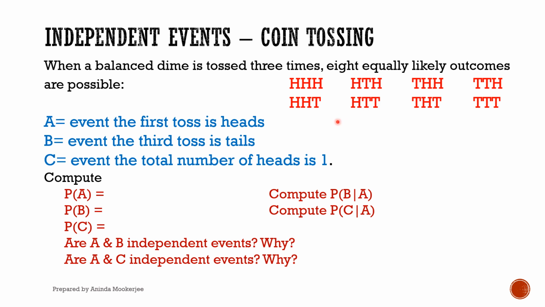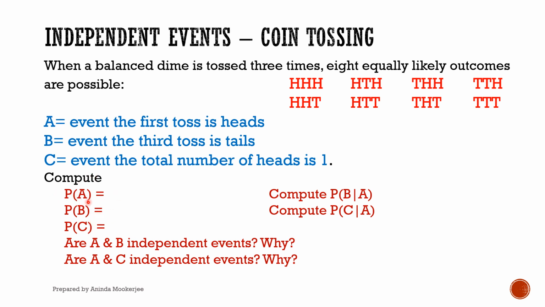All right. Now these are the events denoted by A, B, C. The first, A, is the event the first toss is heads. Event B is the third toss is a tails. And C is the event the total number of heads is 1. The total number of heads is 1 means that you get only 1 head out of the 3 tosses. So let's go through the questions and calculate the probabilities.